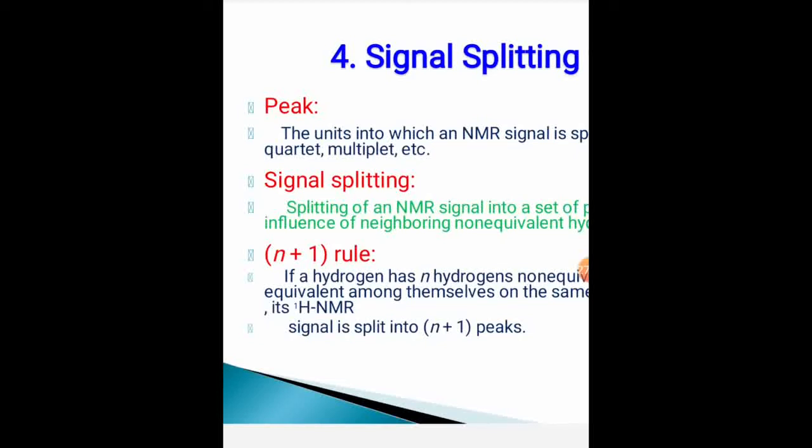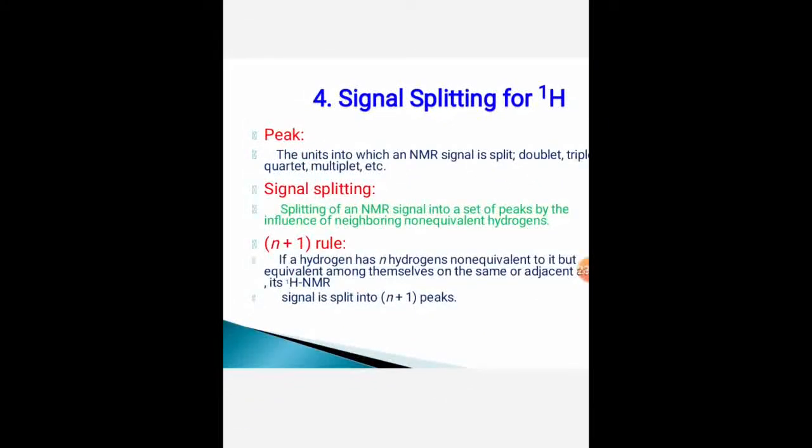Friends, as we discussed, spin-spin splitting gives an idea about the electronic environment, or the environment of the neighboring sets of protons. It also gives an idea about the number of neighboring protons. The first rule is the n plus 1 rule. Here n equals the number of adjacent non-equivalent hydrogen atoms.